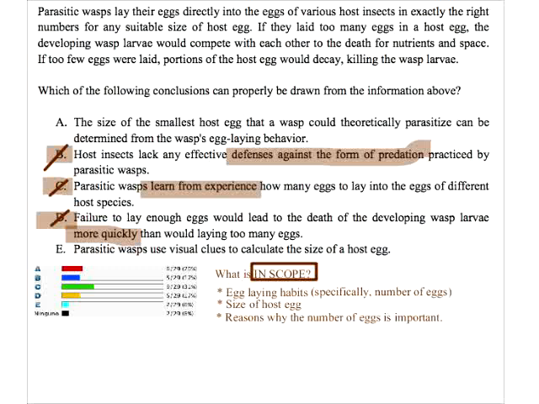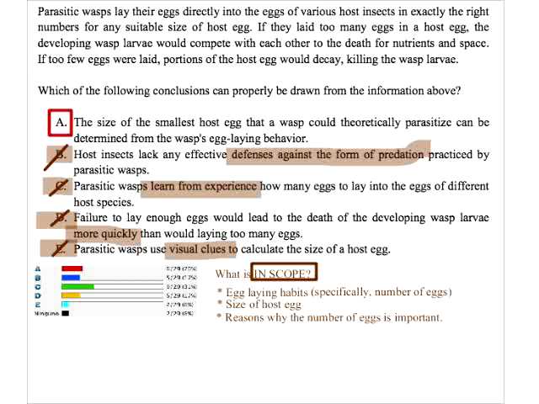And then parasitic wasps use visual clues. We don't know that. I mean, we know that they have to somehow know how big the right host egg is. But we don't know that they do that by seeing the egg, which is what choice E is saying. They could do that by many other ways. It doesn't have to be visual inspection of the egg. So that means that the correct answer must be A, because everything else is out of scope.